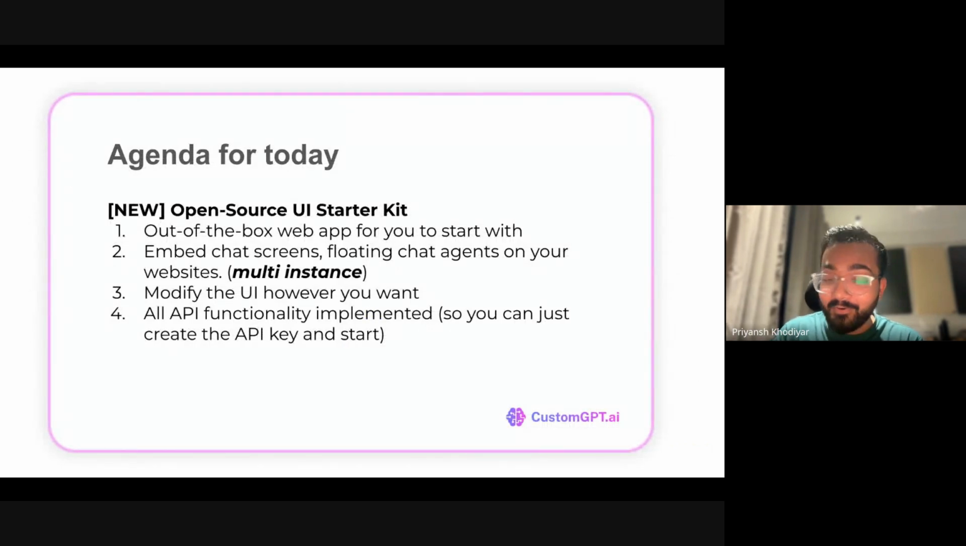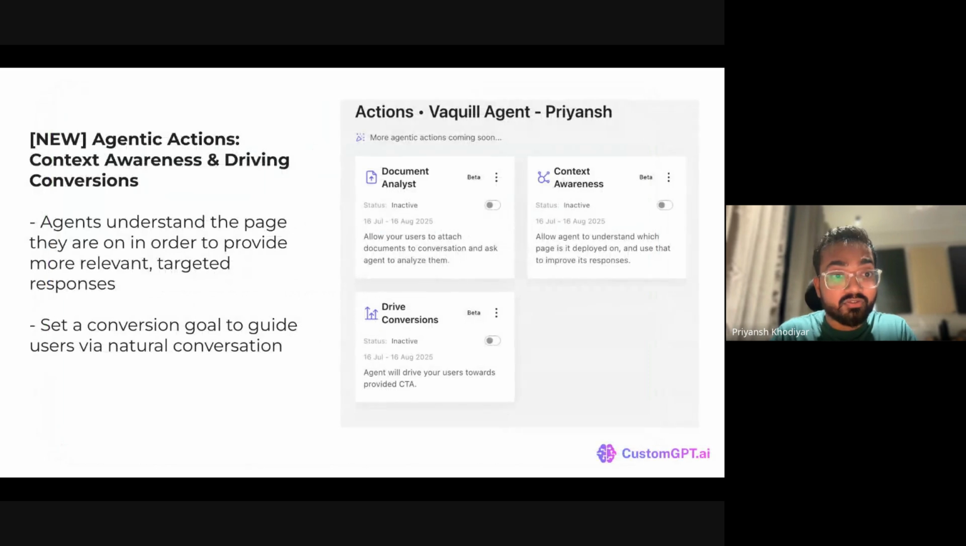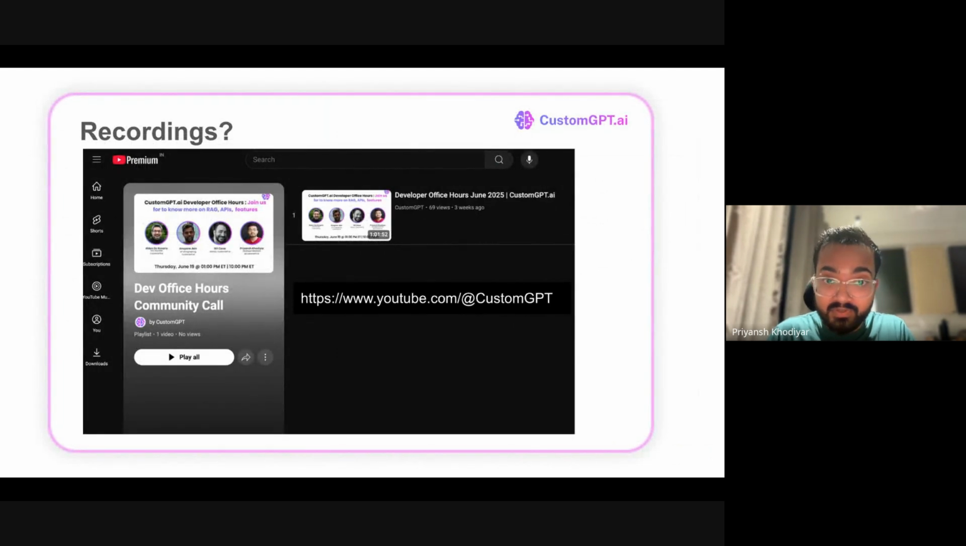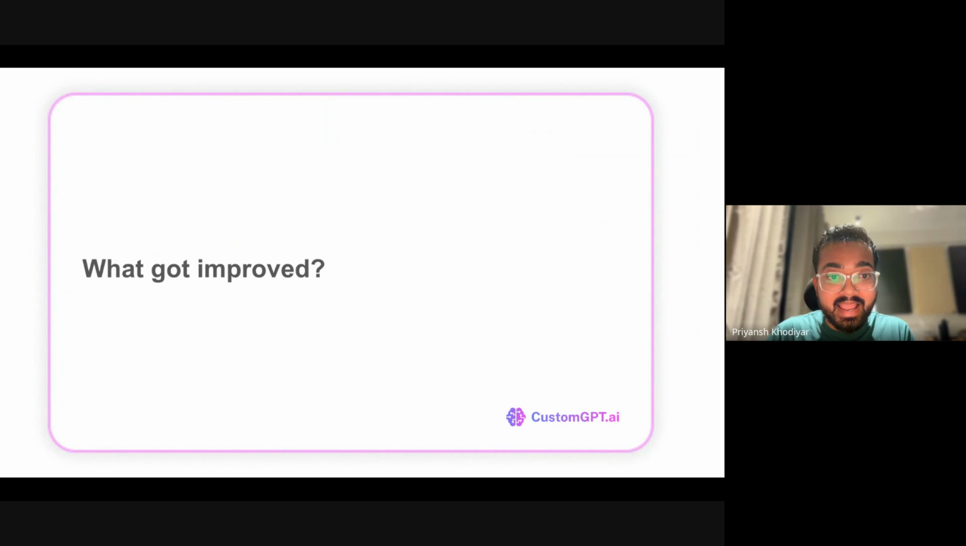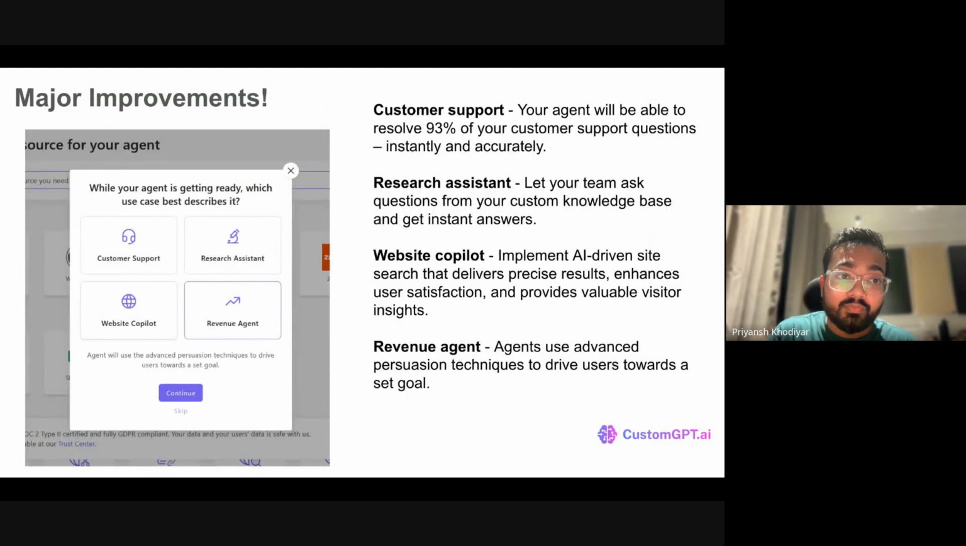The first thing will be, of course, from Marco, and he'll also talk about the new agentic actions that we have, basically context awareness and driving conversations. So more on that by Marco. And the third thing will be, of course, the recordings, which will be available on our YouTube channel. Things which got improved from our last office hours that we did approximately 2 to 3 weeks before are these agentic things like customer support, research assistants, website copilot, and revenue agents. So this is also an improvement.